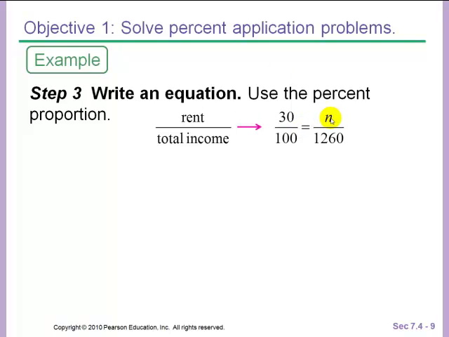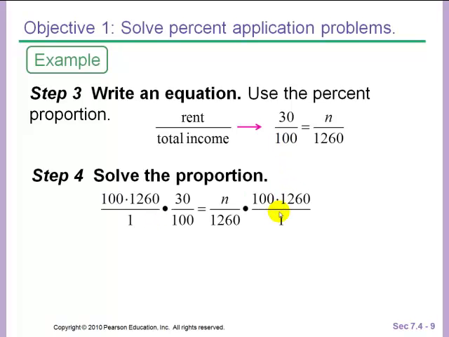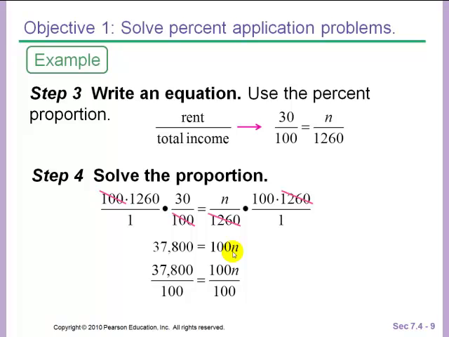We don't know the actual amount for rent, but we know the total income is 1,260. Now we will solve this proportion. Multiply both sides by the denominators, 1,000 and 1,260. The hundreds cancel on the left, the 1,260s cancel on the right. Multiply and you get 37,800 equals 100n. Divide both sides by 100 and we get the same answer of 378.